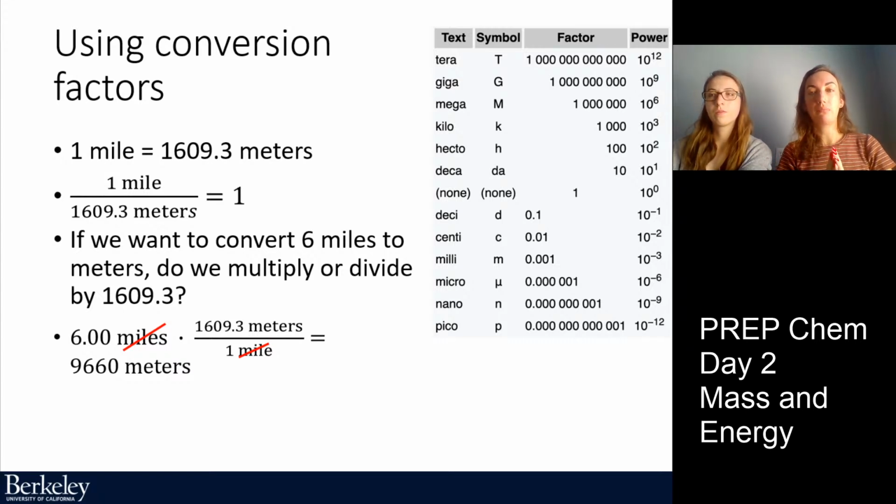If you had made a mistake and multiplied instead by 1 mile over 1609.3 meters, then you'd have miles twice on the top, and that wouldn't cancel out, so you know that's wrong. Every time I'm converting units, I still to this day write it out like this, because it's totally foolproof. If you always write it out such that you can cancel out the units that you want to go away, then you'll always get your answer in the right units.